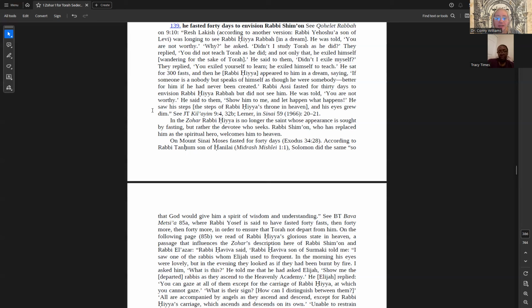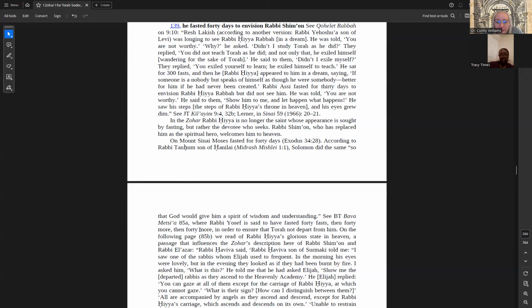On Mount Sinai, Moses fasted for 40 days, according to Rabbi Tanhum, son of Hanilai. Solomon did the same, so that God would give him a spirit of wisdom and understanding. See the Babylonian Talmud, where Rabbi Yosef is said to have fasted 40 fasts, then 40 more, then 40 more, in order to ensure that Torah not depart from him. On the following page, we read of Rabbi Chia's glorious state in heaven, a passage that influences the Zohar's description here of Rabbi Shimeon and Rabbi Eliezer.